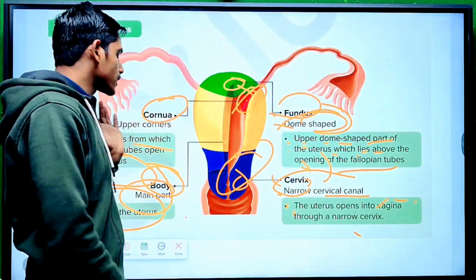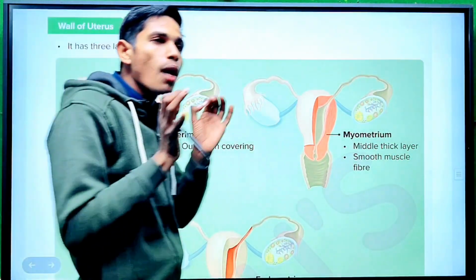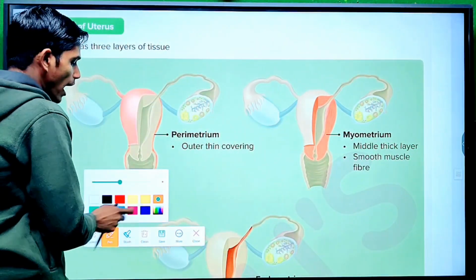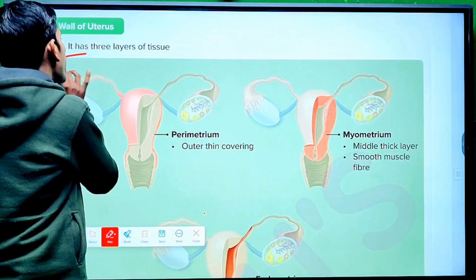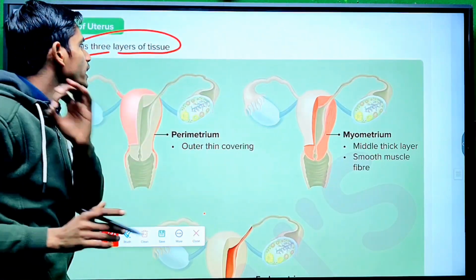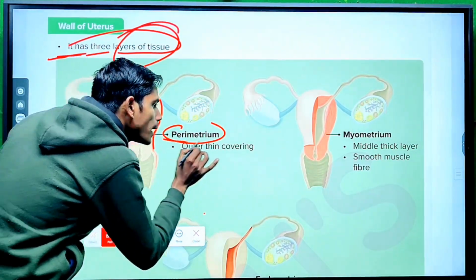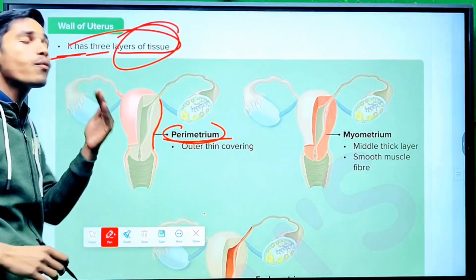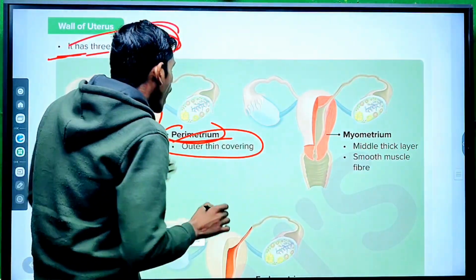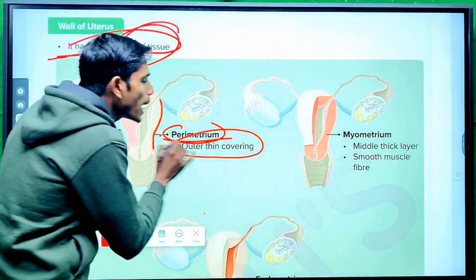So let's see, the next slide is the wall of the uterus, which has 3 layers. First of all, the perimetrium. This is the outer surface of the uterus, the outer thin covering called the perimetrium.